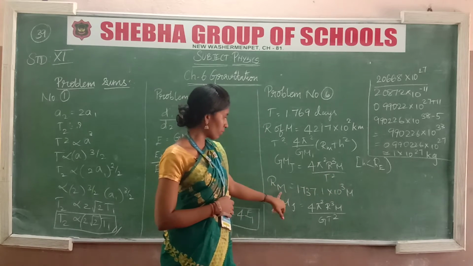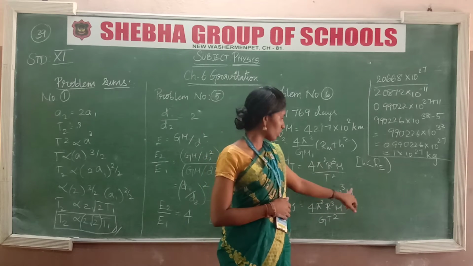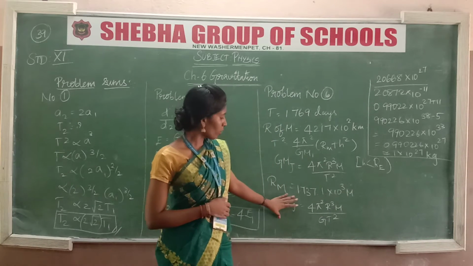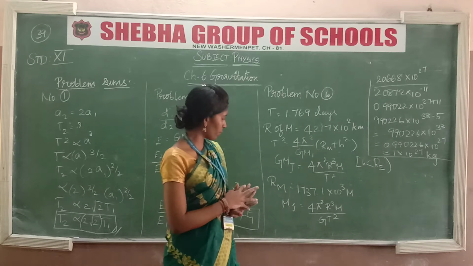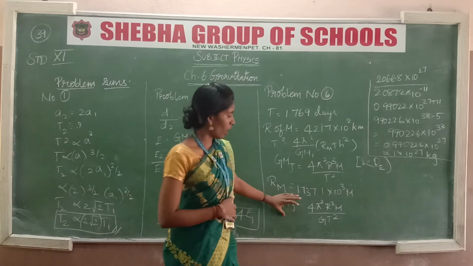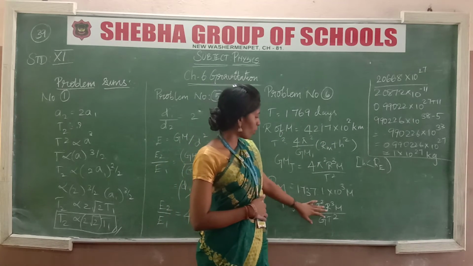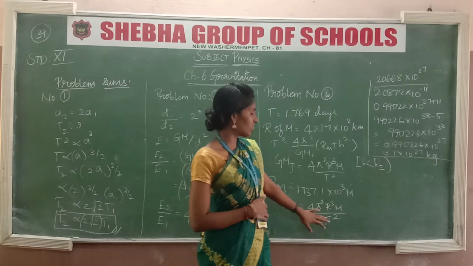So the radius of the moon is equal to 1737.1 into 10 to the power of 3 m. Okay, so the mass of Jupiter will be calculated. So Mj is equal to 4 pi square. Final formula. Okay, so in the formula we are going to substitute our values. So Mj is equal to 4 pi square r cube m divided by G T square.